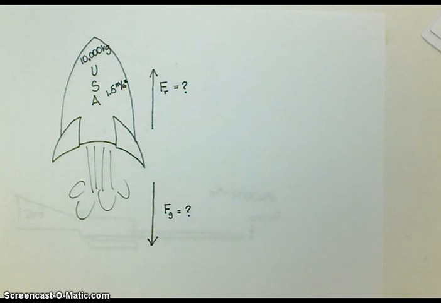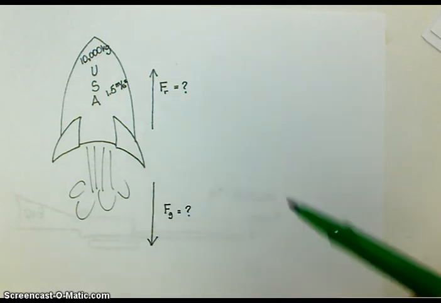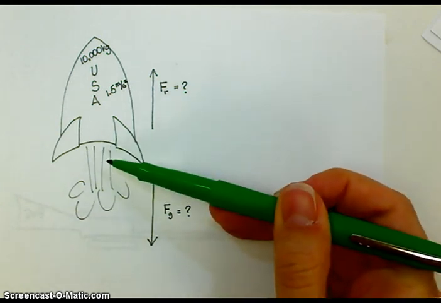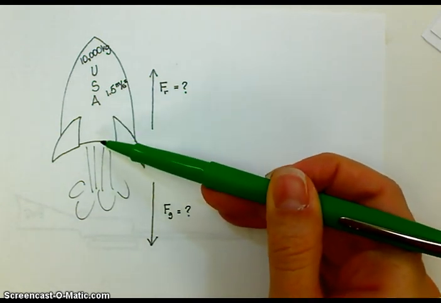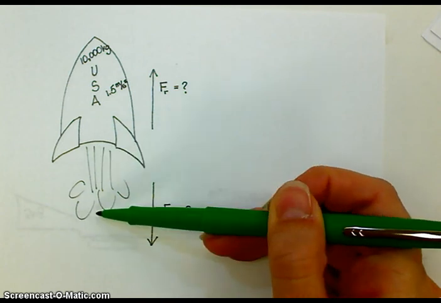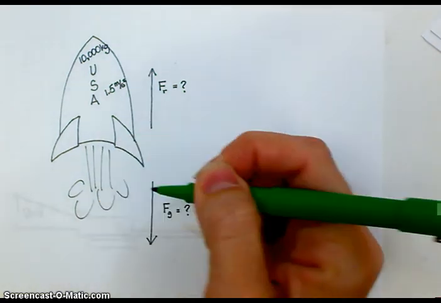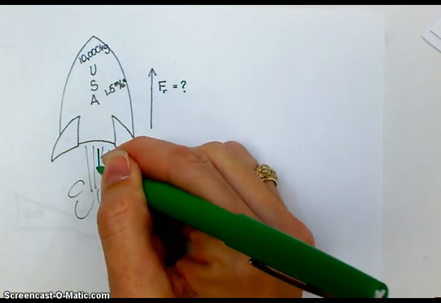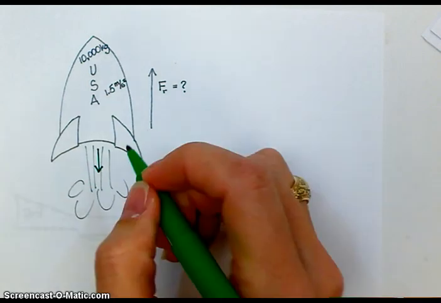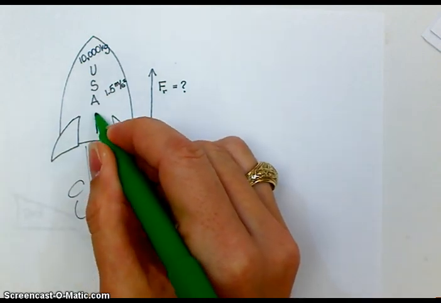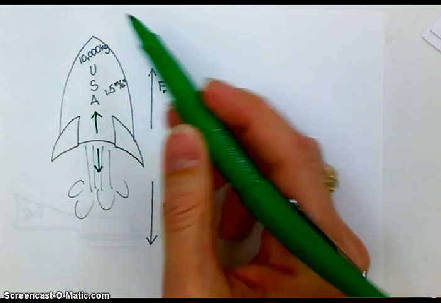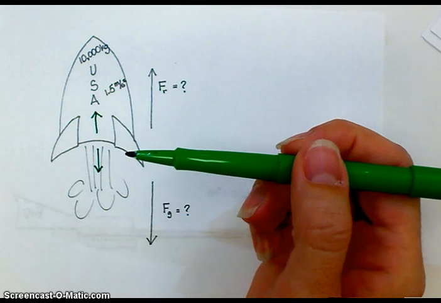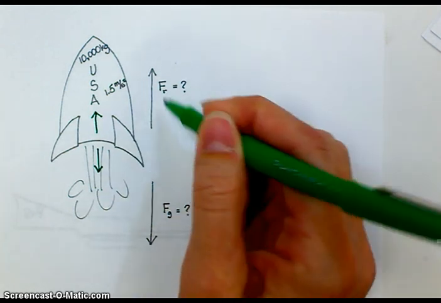Okay, the next situation, we have a rocket blasting off into space. And actually what's happening here is the combustion of the gases within the rocket are being forced out the bottom of the rocket. So the forces on the gas to expel them this way is equal and opposite to the forces that the gas exerts on the rocket to propel it upwards. So these two are equal and opposite.